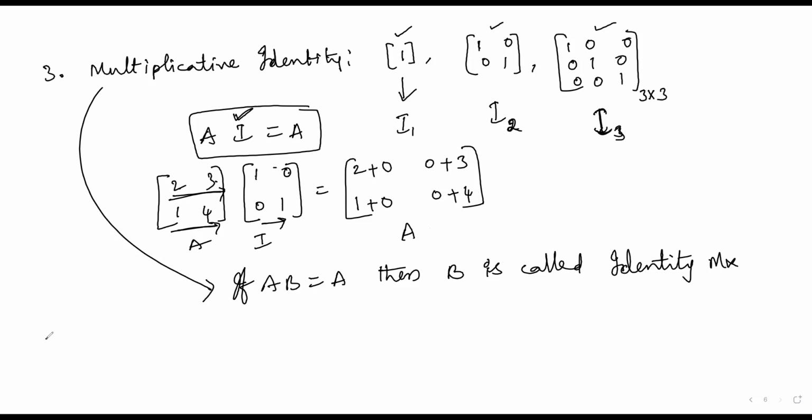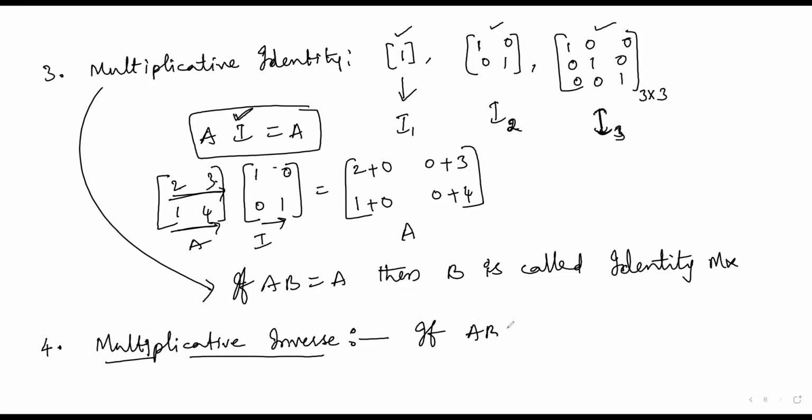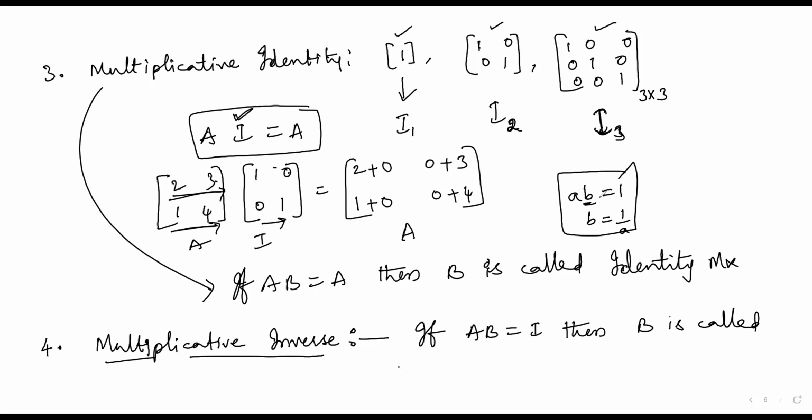Okay, multiplicative identity. Then next is the multiplicative inverse. This is what I was telling you about division. If AB equals I, then B is called the inverse of A. In real numbers, if AB equals 1, B equals 1 by A, and B is called the inverse of A.